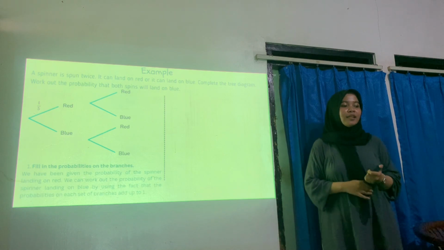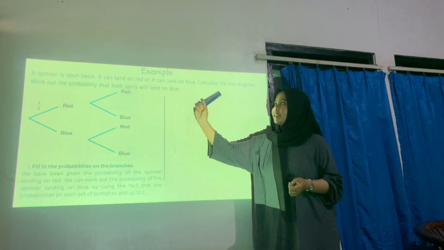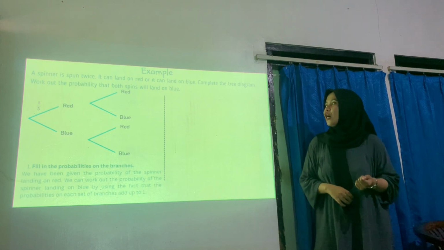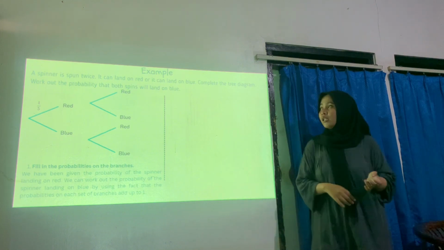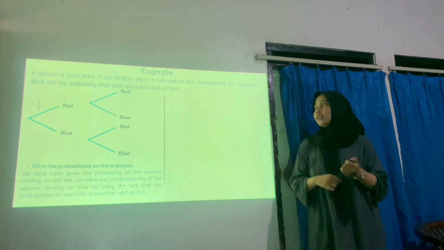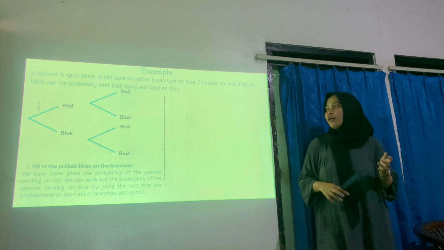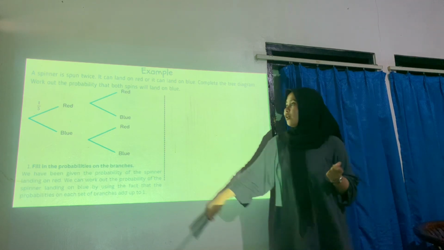And then for the example, if a spinner is spun twice, it can land on red or it can land on blue. Complete the tree diagram and work out the probability that the spins will land on blue twice. We know that the probability of red is 1/5.